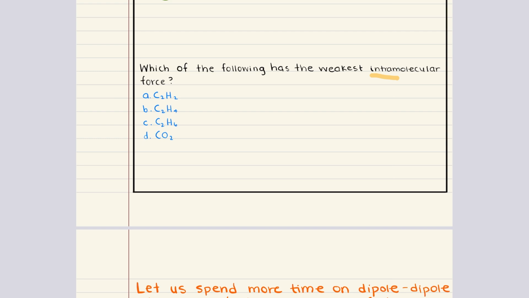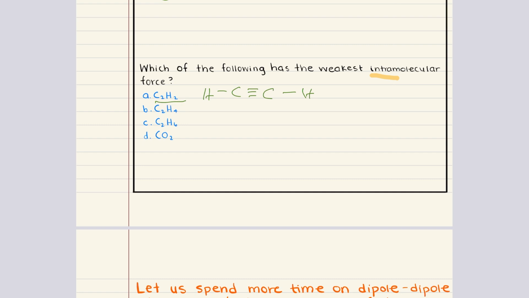So to answer this, we need to compare the types of covalent bonds or ionic bonds present in each compound. We start off with C2H2. This molecule contains a triple bond between the two carbon atoms. Triple bonds are the strongest type of covalent bond because they involve more shared electrons, and that makes the molecule more rigid and difficult to break.